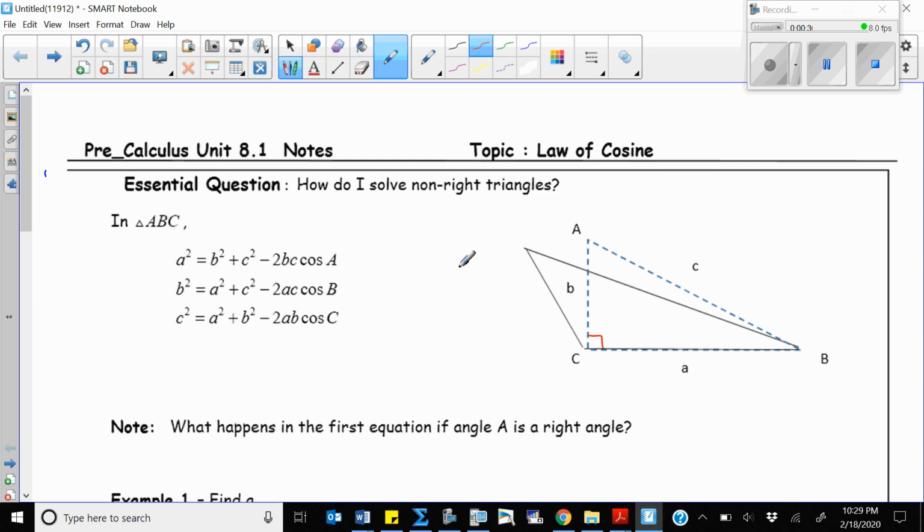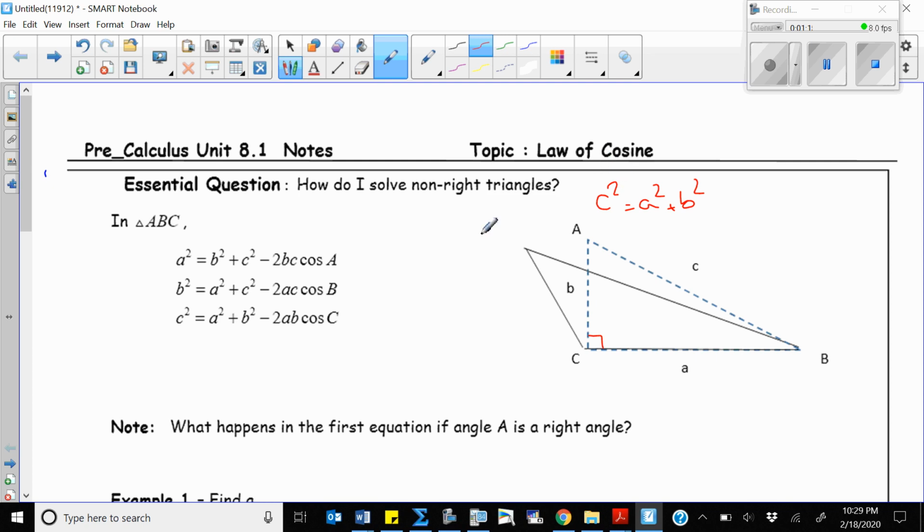The first thing that we're going to learn today is the law of cosines. We are going to learn how to use the law of cosines to solve for a side or an angle in an oblique triangle. Okay, so here we have a right triangle. Let's consider this first. If I want to solve for side c, I can use the Pythagorean theorem: c squared equals a squared plus b squared. But what if I have an oblique triangle? Then how can I solve for side c? In this case, I can use the law of cosines.